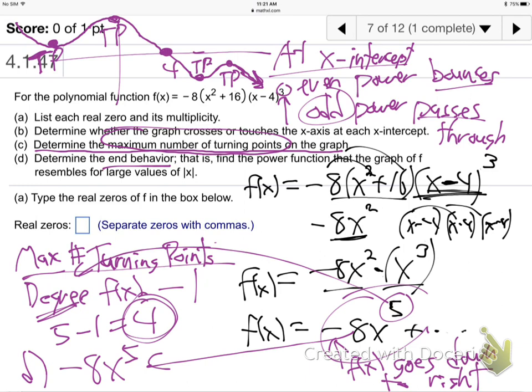Questions I can answer on that? Is all well with that? All right, I'll keep moving.